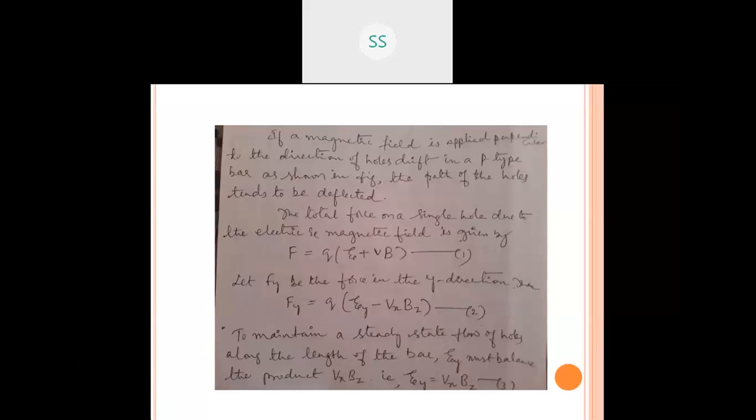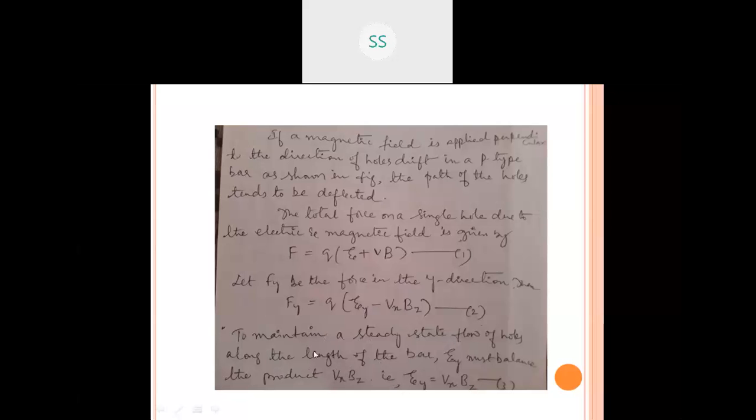So let Fy be the force in the y direction. Then in the y direction it has been shown that the Fy component will be equal to Q into Ey, because we are taking the y component of the electric field, minus Vx into Bz. Why this minus Vx into Bz? This is because to maintain a steady state flow of the holes along the length of the particular bar.